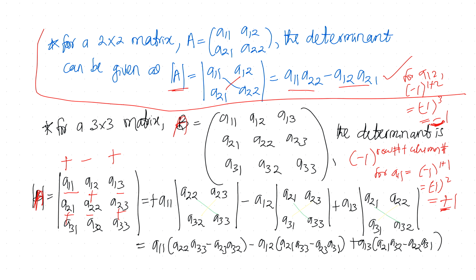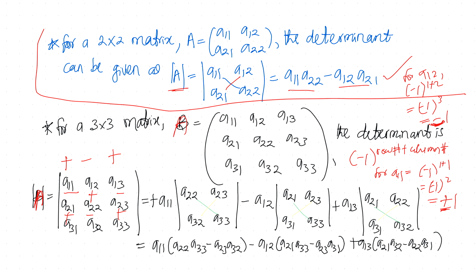So it is minus 1 raised to the power of the row number plus the column number, the position of the row and the position of the column. And once the power is odd, the sign attached is negative. Once the power is even, the sign attached is positive. So that's really important here.